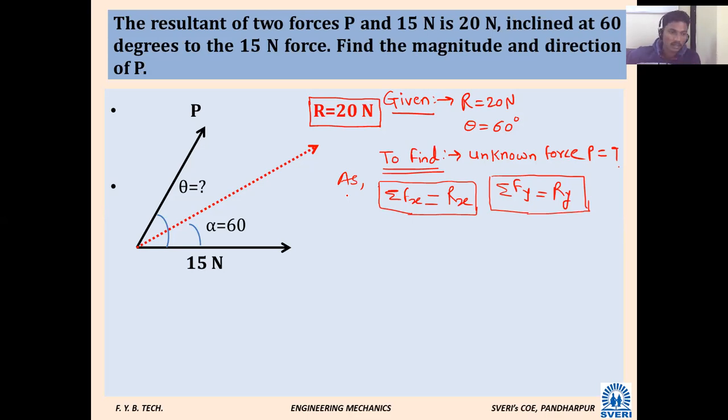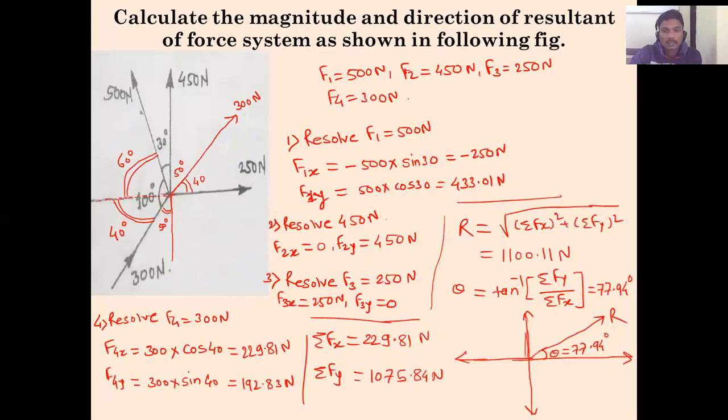Whoever has understood what this is, nothing is there actually. There is no rocket science, we can say. There is no very complex thing. If we take the x components of all the forces and add them, then it should be equal to what? You can check. Component of resultant. You can check. So I think you are not getting the things.